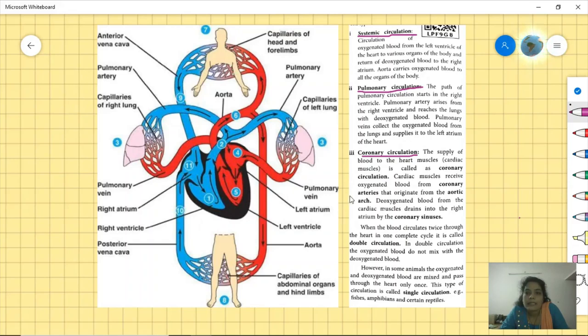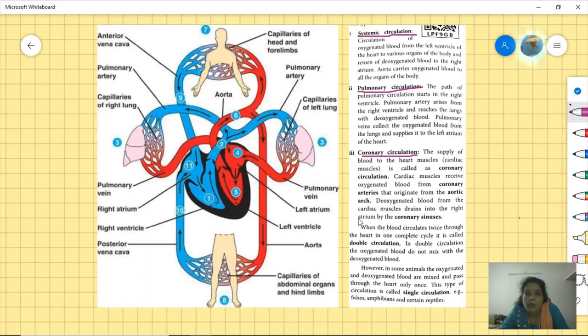Cardiac muscles receive oxygenated blood from coronary arteries that originate from the aortic arch. This cardiac muscle is in this area, only the heart area. It receives only the oxygenated blood from the coronary arteries that originate from the aortic arch.